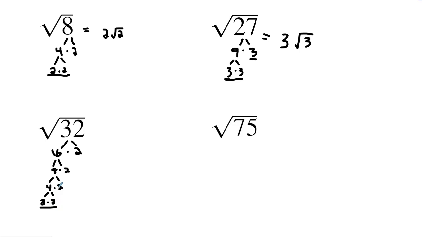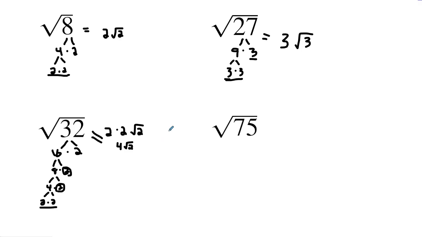So I have one pair, and I have a second pair. So what I can do is now write my one pair as 2, times this second pair out here, another 2. And this 2 here is left underneath the radical sign. So then I multiply the 2 times the 2 out front to get 4 times the square root of 2. So square root of 32 is equal to 4 times the square root of 2.